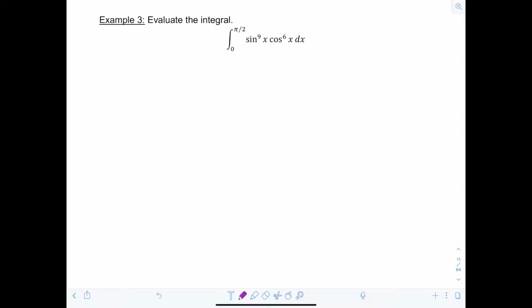Okay, so what I'm going to do to start off is pluck off one of those factors of sine. So I'm going to write this as the integral from 0 to pi halves of sine, now it's to the 8th of x, cosine to the 6th of x, and then you have sine of x dx. All right, so remember, I want that sine of x dx to get absorbed when I make my u substitution. So then what would u have to be? Just think backwards. That means I would have to let u be cosine of x, and then du would be negative sine of x dx.